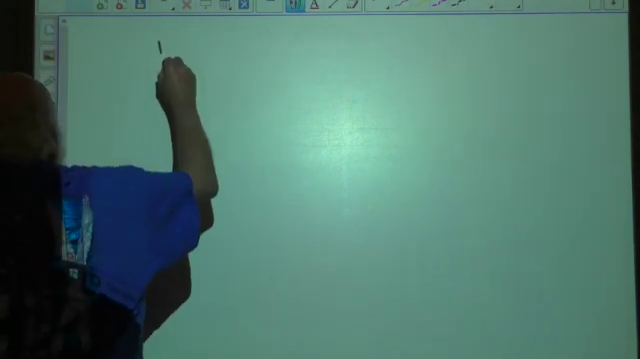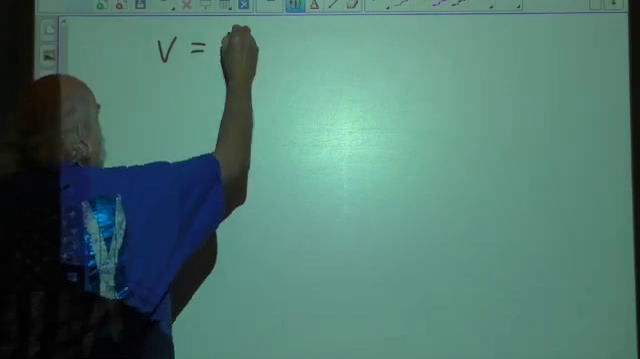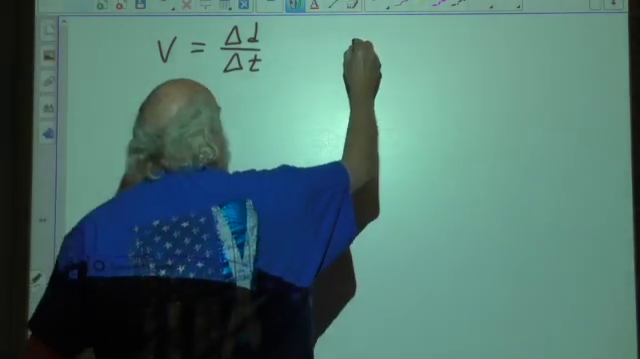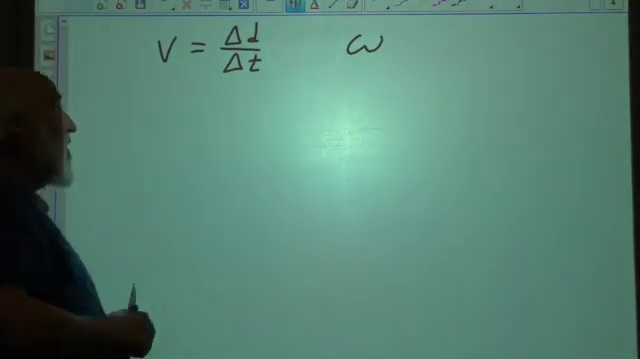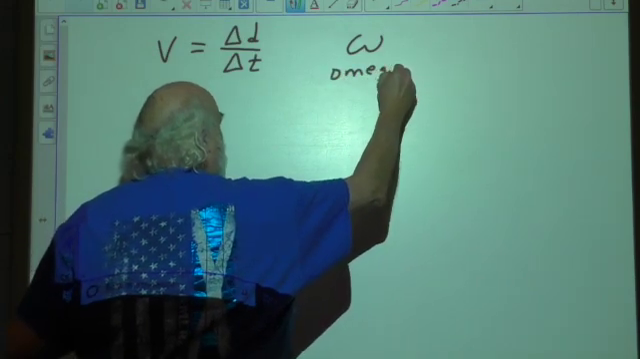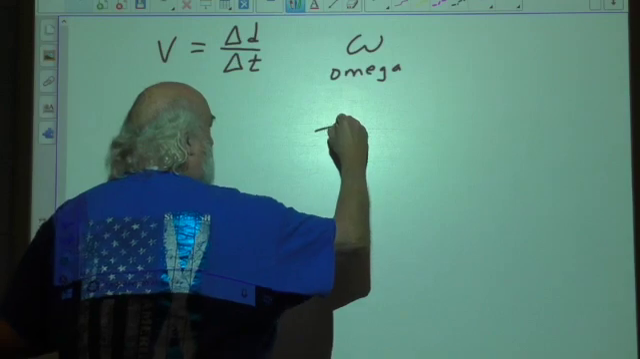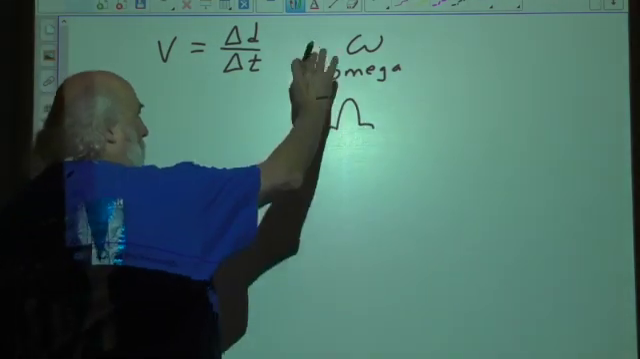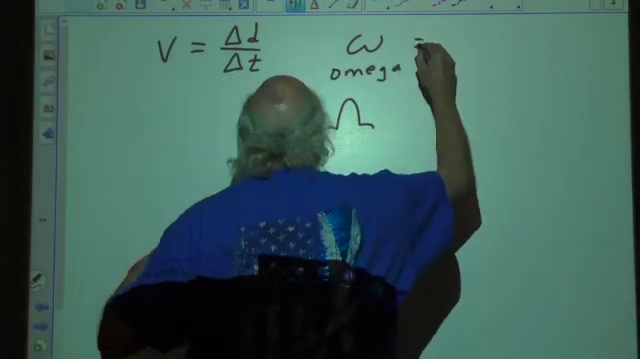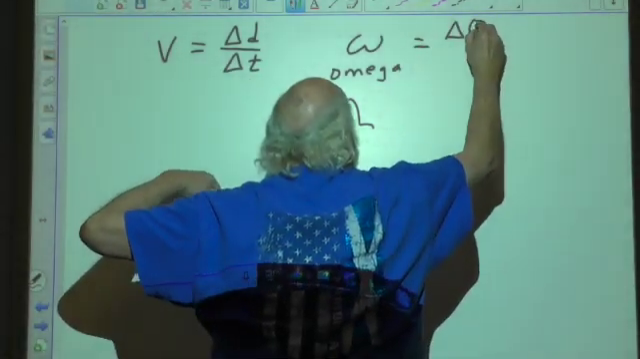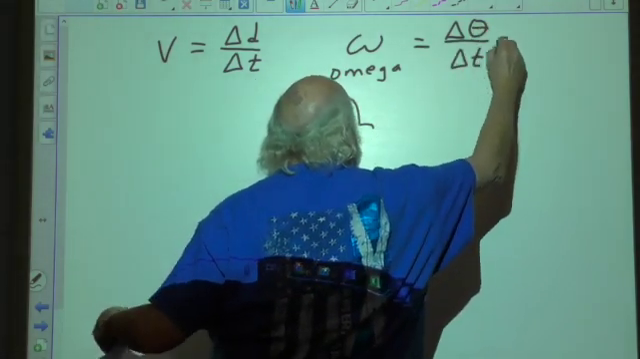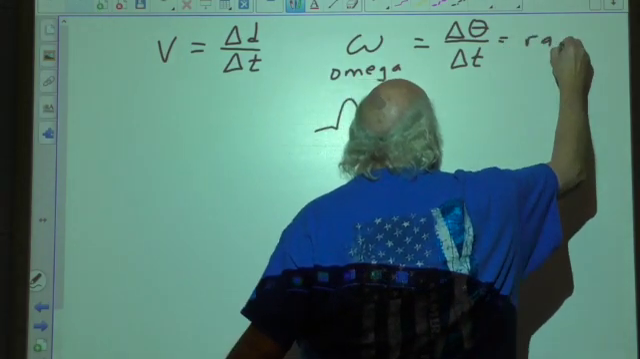So like I said, just regular velocity is change of distance over change of time. That means that angular velocity, this is a lowercase omega. You might recognize uppercase omega, which is this, but this is the lowercase omega. And this is equal to the change of, instead of distance, this angular displacement, which we said is theta, over the change of time. And like I said, the SI unit here is radians per second.